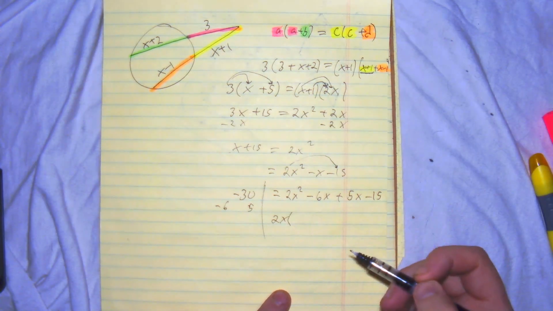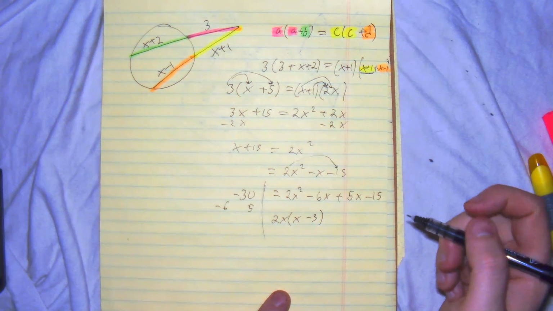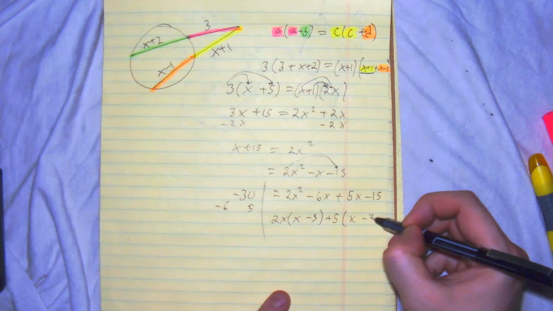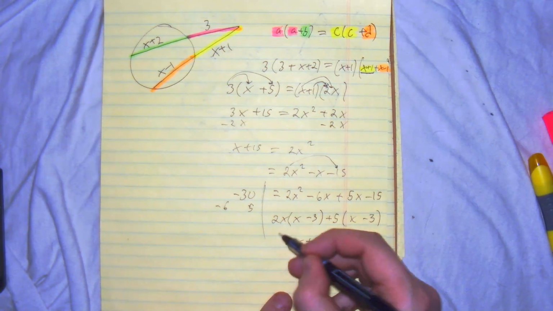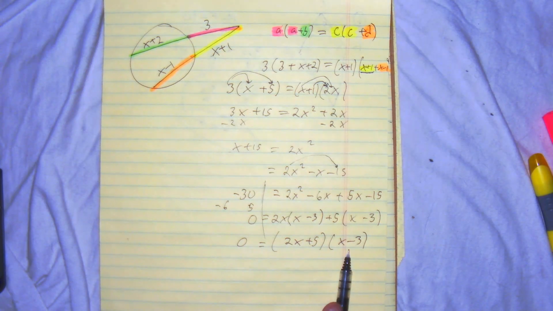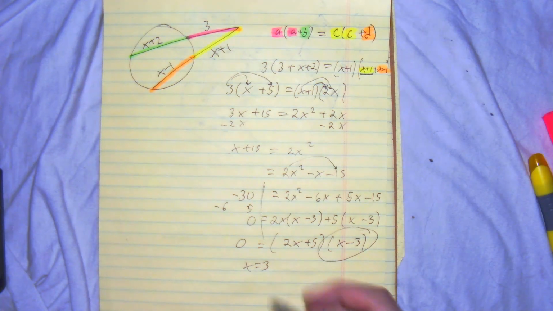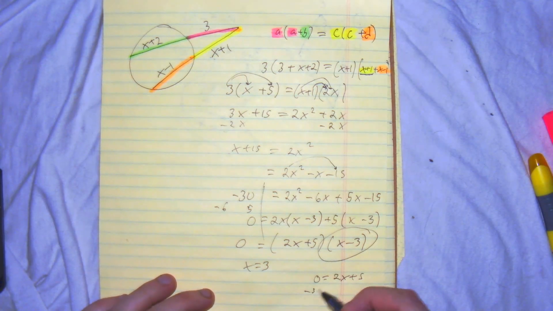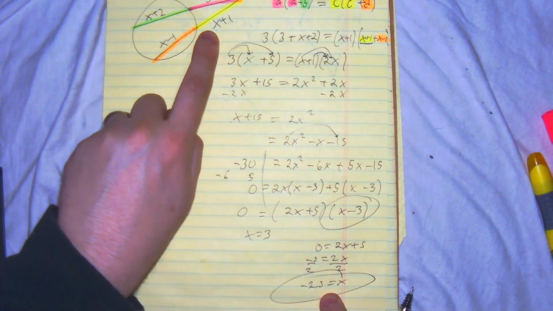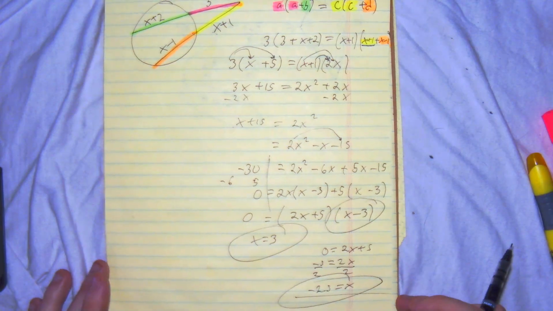You have right here 2x, x minus 3. And then here, you're going to group that. You pull out a 5. Plus 5, x minus 3, then you get 2x plus 5, x minus 3, equals 0. From here, we have to make sure our answer is positive. So if we focus on just this part, x can equal 3, or 0 equals 2x plus 5, negative 5 equals 2x. So negative 2.5 equals x as well. And we know that's not going to work because if you look over here, it's going to be a negative, so this can't be a solution. So your only solution here is x equals 3.